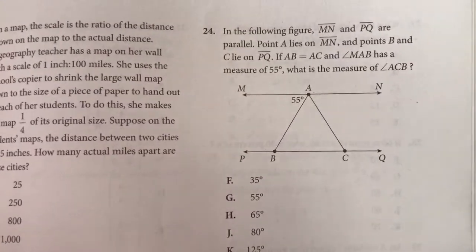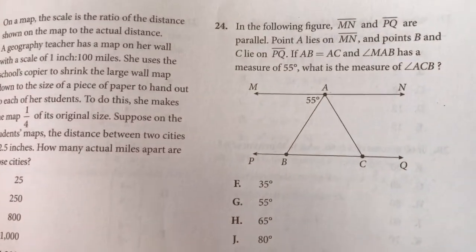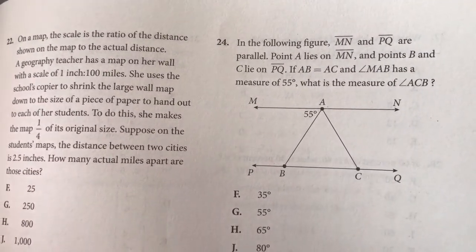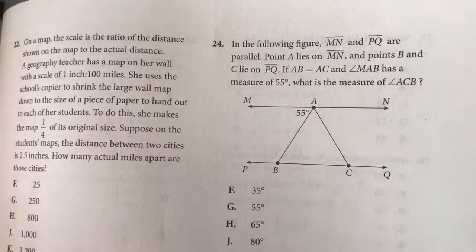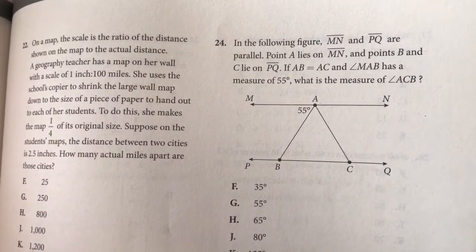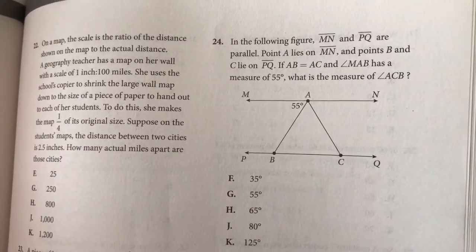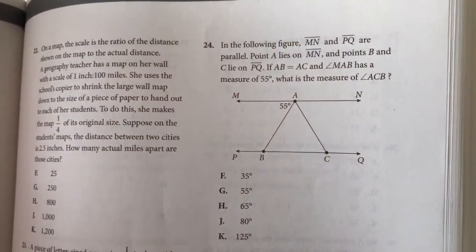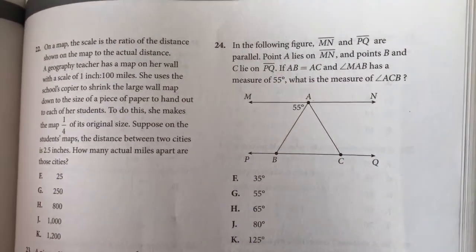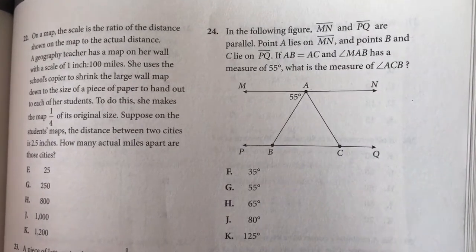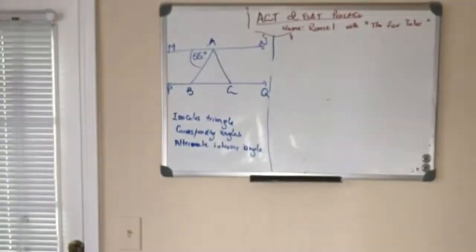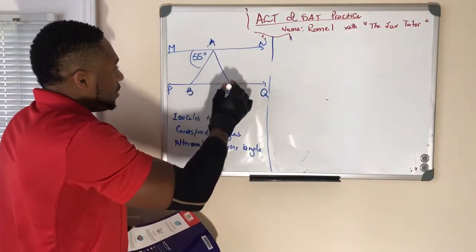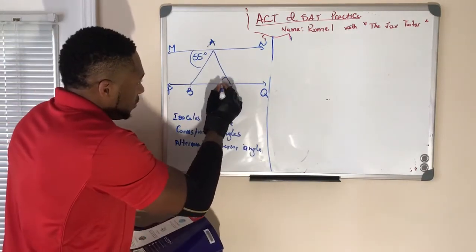So it says, in the following figure, MN, which is the top one, and PQ are parallel. Point A lies on MN, and points B and C lie on PQ. If AB is equal to AC, and angle MAB has a measure of 55 degrees, as shown in the figure, what is the measure of ACB? So what they want us to calculate is angle ACB, which is this angle right here.